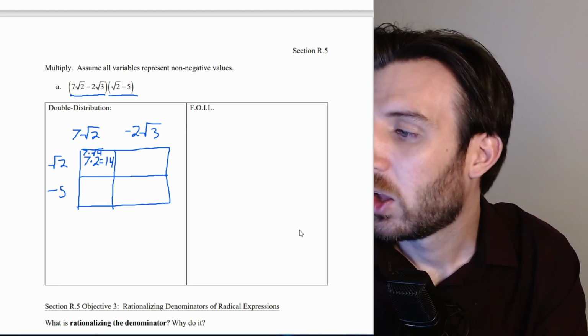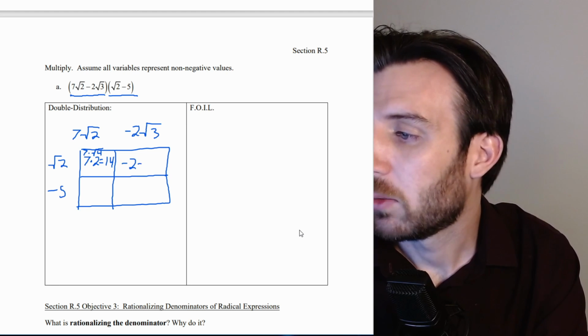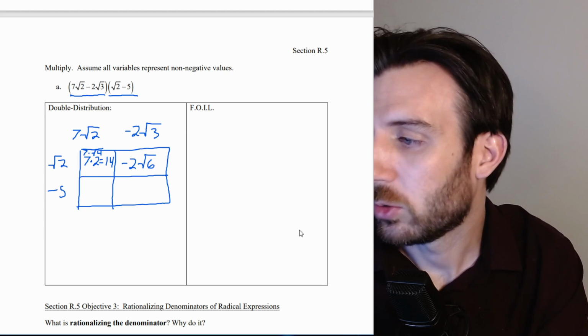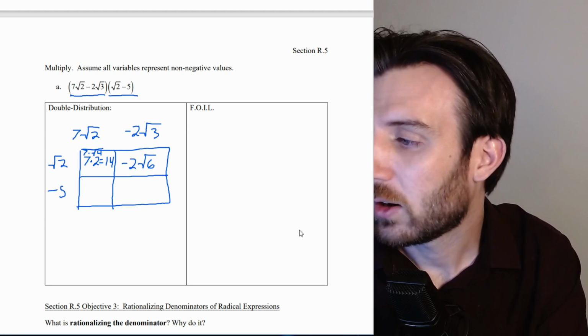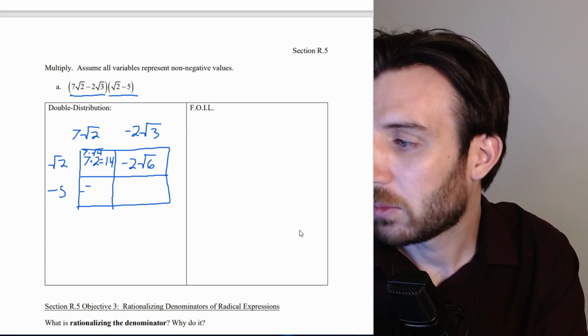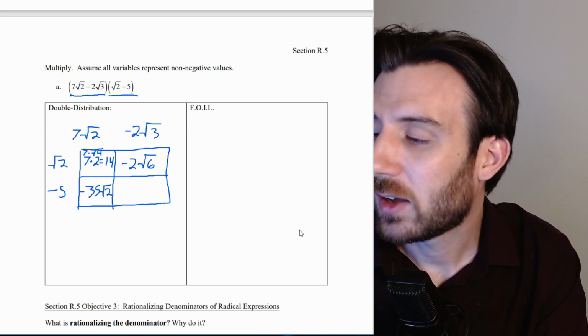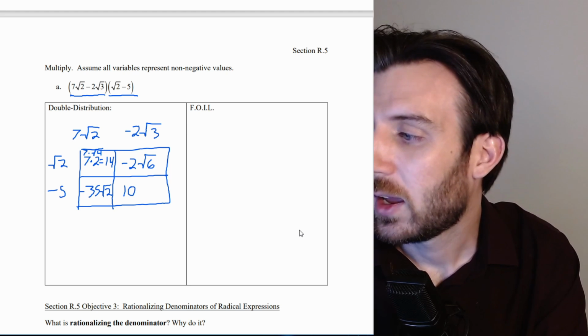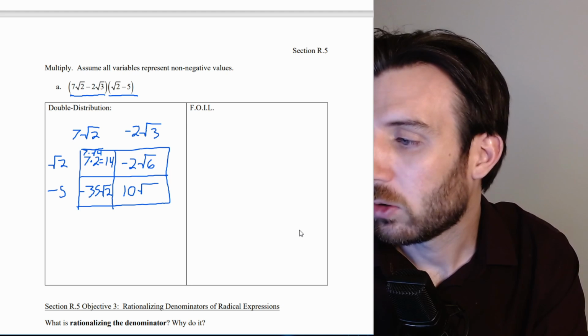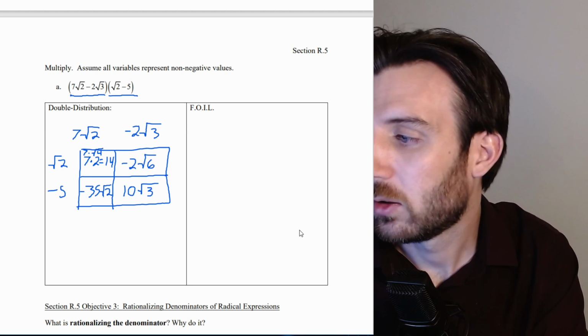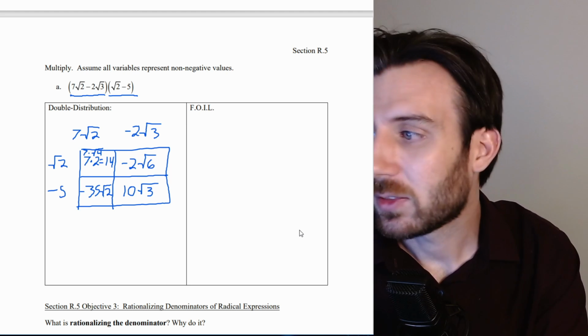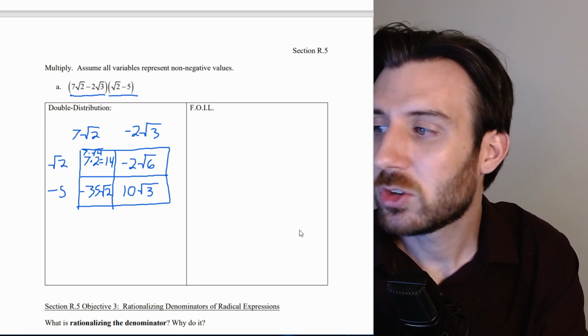Let's keep going. Now on the other one, I have negative 2 times the square root of 6, because I can multiply the 2 and the 3 under the radical. Over here, I have two numbers on the outside of a radical. That'd be negative 35 root 2. I'd leave the root 2 alone. And then negative 5 times negative 2 gets me 10. And then I would leave everything underneath the radical alone. That'd be root 3.